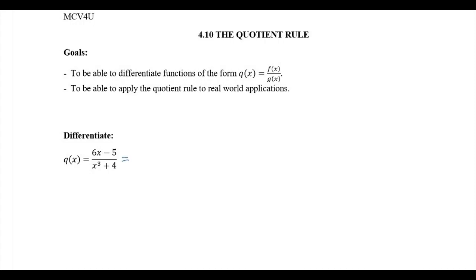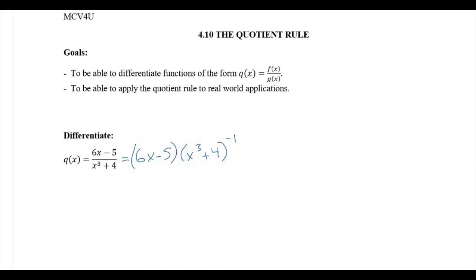Before we learn the quotient rule, let's see how we could solve this if we didn't have the quotient rule, because right now we don't. We don't have any rules to do with fractions. So the only way we could do this is we could take 6x minus 5, then take x cubed plus 4, and rewrite that as x cubed plus 4 to the power of negative 1. And knowing that, we could use a combination of product rule and chain rule.